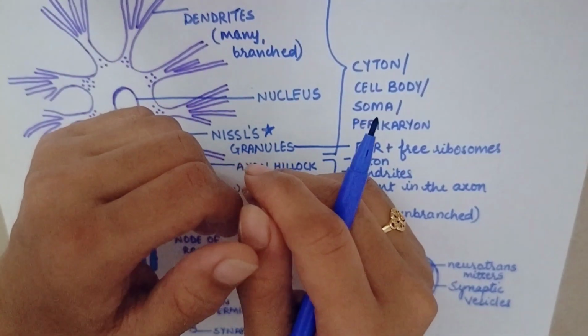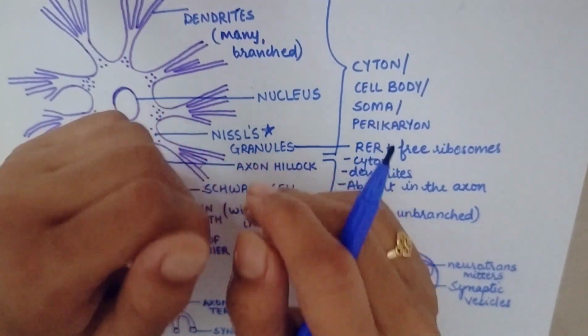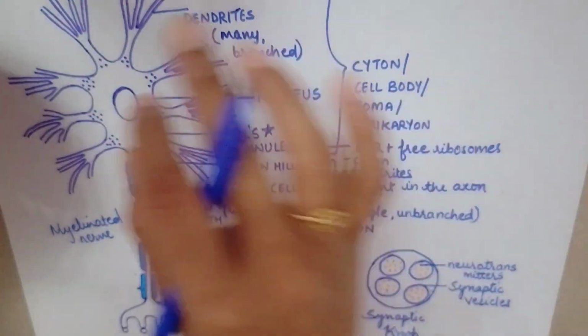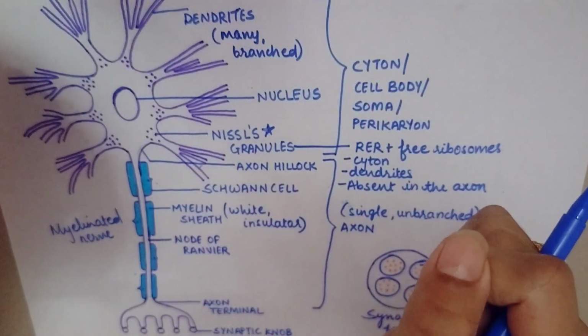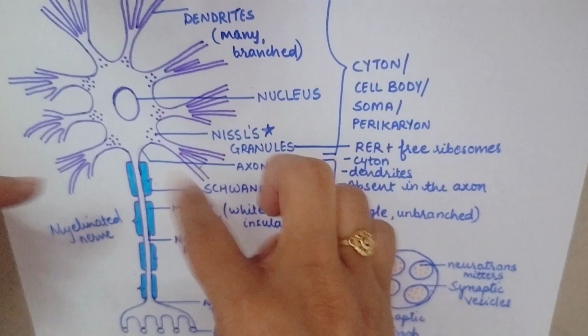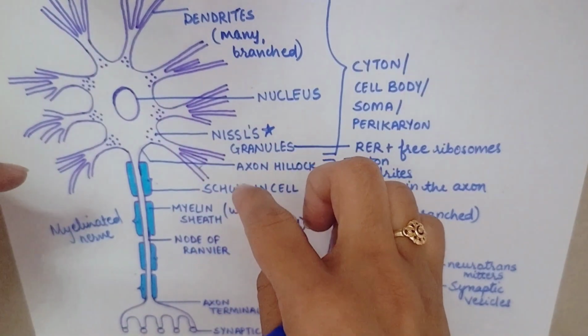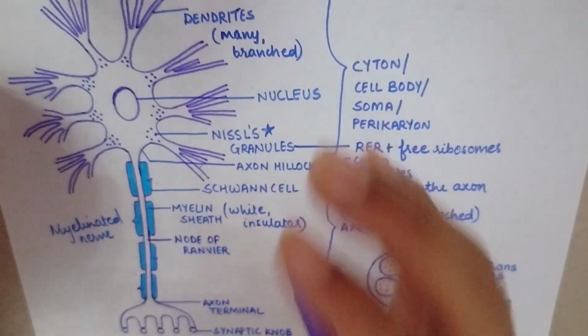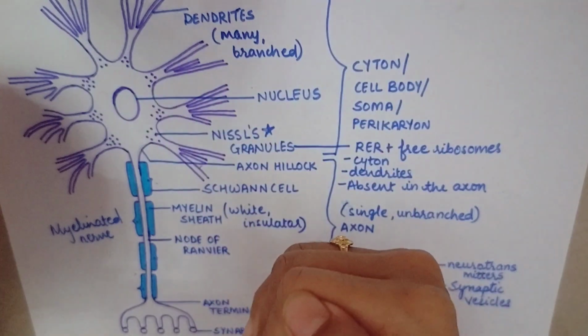Hello students, in this video we will learn about the structure of a neuron. Now the neuron which I have drawn over here is a multipolar neuron since it has many branches, as you can see in the diagram. Okay, so this is a multipolar neuron. Let's discuss the structure of this neuron.